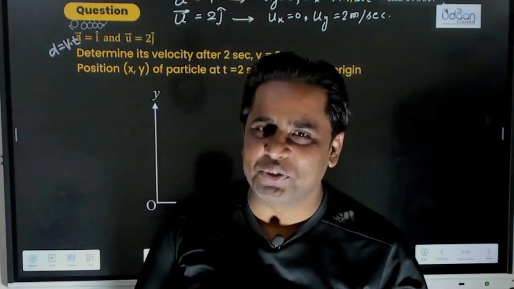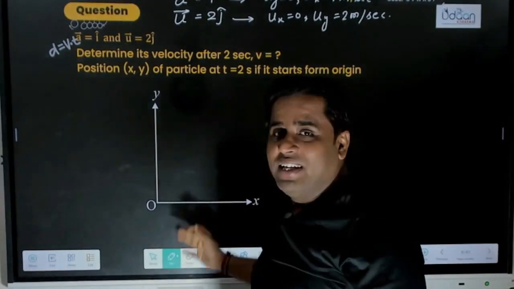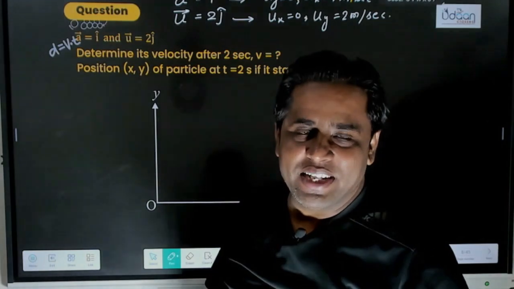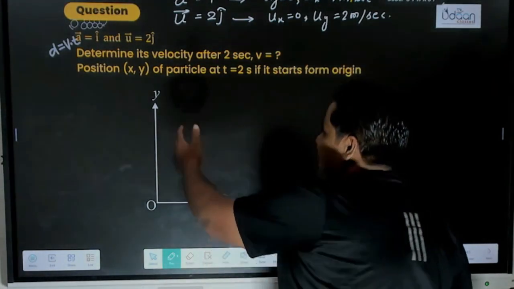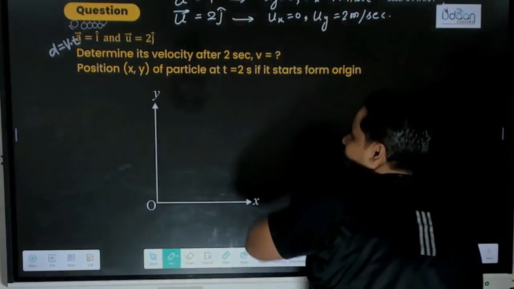And you need to just go through the question paper. You just need to write, see the question, and you will be finding the answer definitely. You just understand what they are demanding. Determine its velocity after 2 seconds.